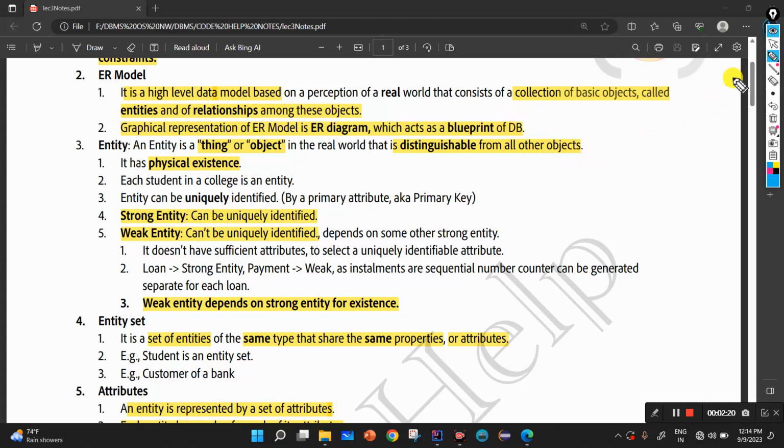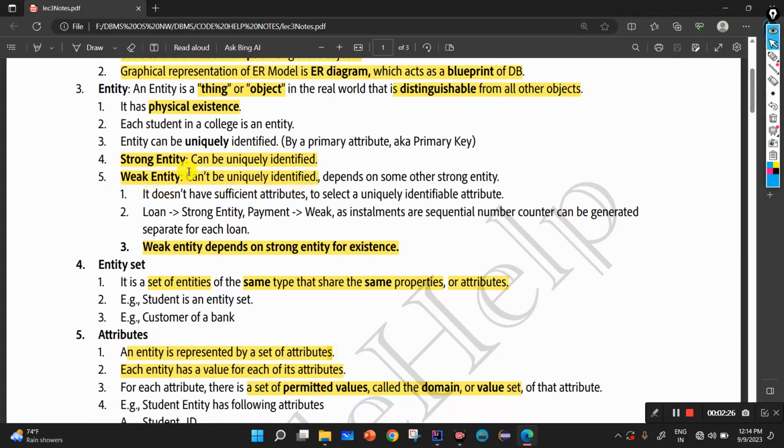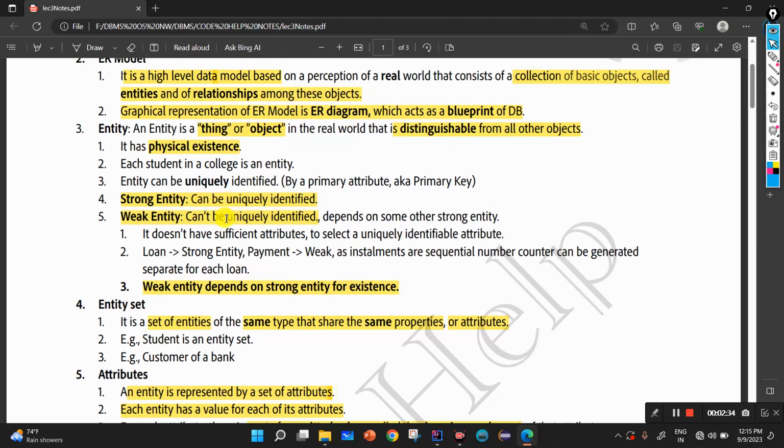Okay, got it? Now strong entities and weak entities. There are two types of entities: strong entities and weak entities. As the name suggests, strong entities can be uniquely identified, and weak entities can't be uniquely identified. Weak entities depend on some other strong entities.